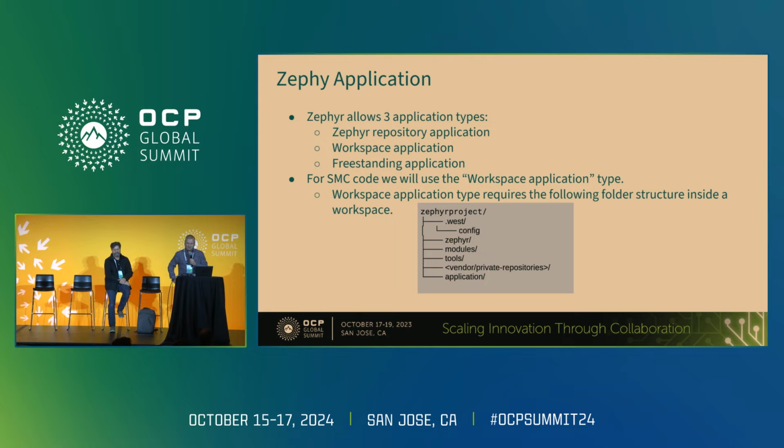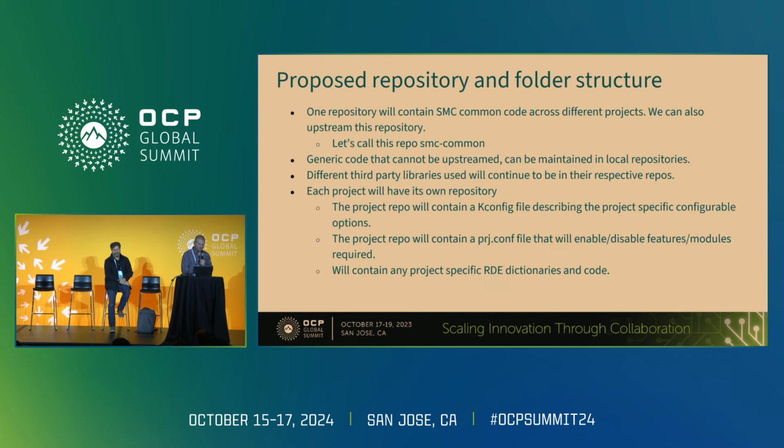Zephyr is a real-time operating system, it's open sourced, and every vendor can have access to it. There are 3 options to build an application based on Zephyr: from a Zephyr repository application, workspace, or freestanding application. For our project at Google, we chose to work with a workspace application. And I will be talking more about implementation details in this presentation.